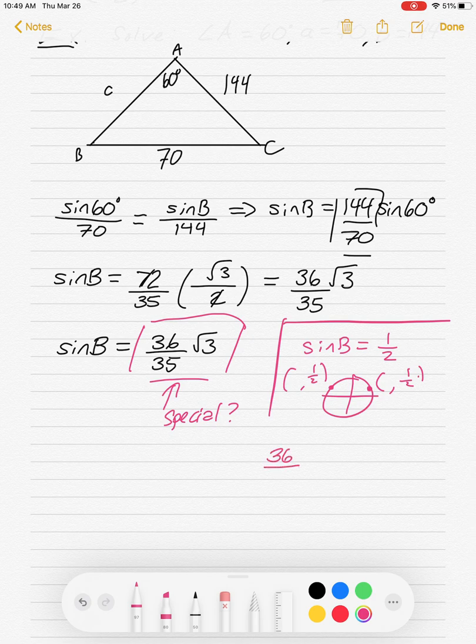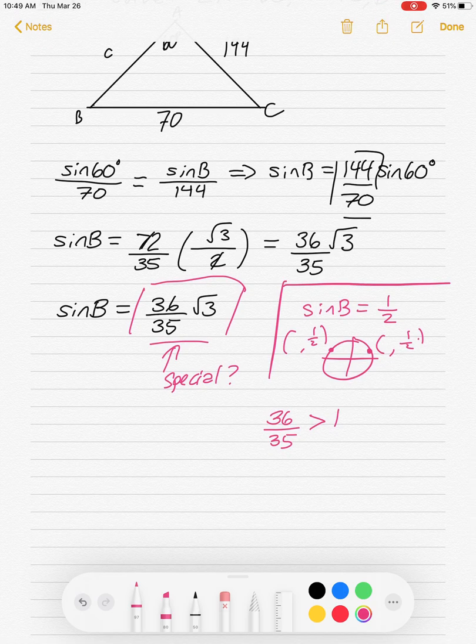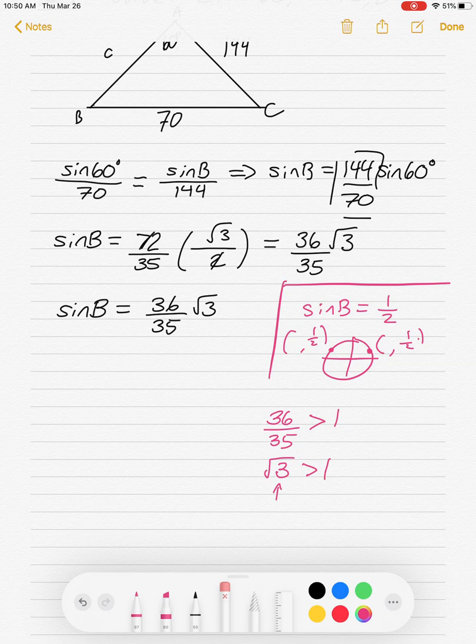Let me see. What kind of number is 36 35ths? Well, 35 35ths is 1. So this is a number bigger than 1, right? What kind of number is square root of 3? Well, square root of 1 is 1, so square root of 3 is bigger than 1. So look at what I actually have here. I actually have a number here bigger than 1 times another number bigger than 1. So what is this saying? Isn't this saying that the sine of B is bigger than 1?